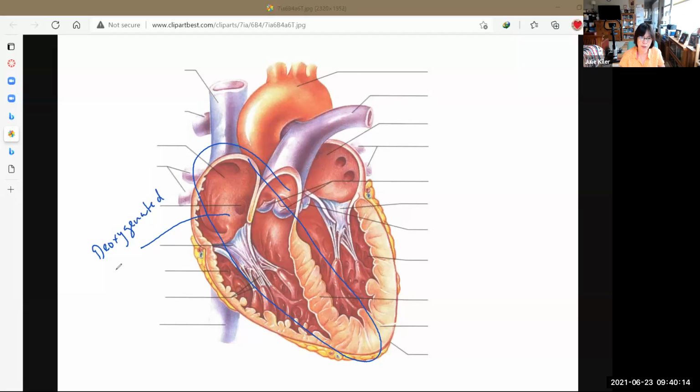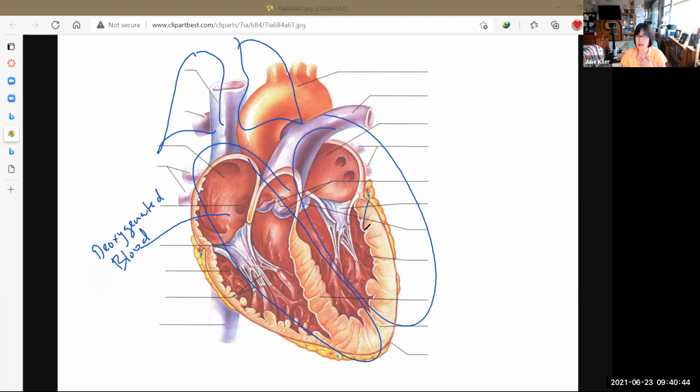Just like a swimming pool pump. There's an area for the dirty water after we swim, right? And then they release that into the filter. The filter is the lungs. So they work together, lungs and the heart, especially through the pulmonary artery. So the right side of the heart is deoxygenated blood, and the left side of the heart is oxygenated blood.